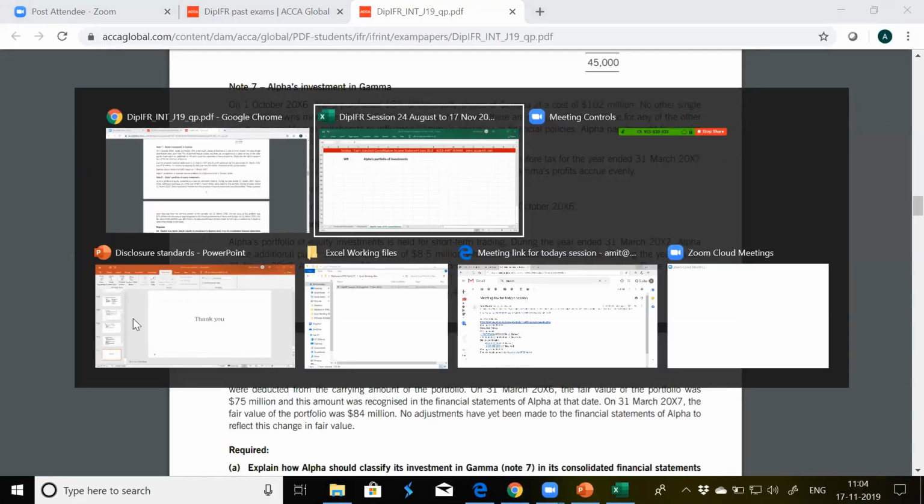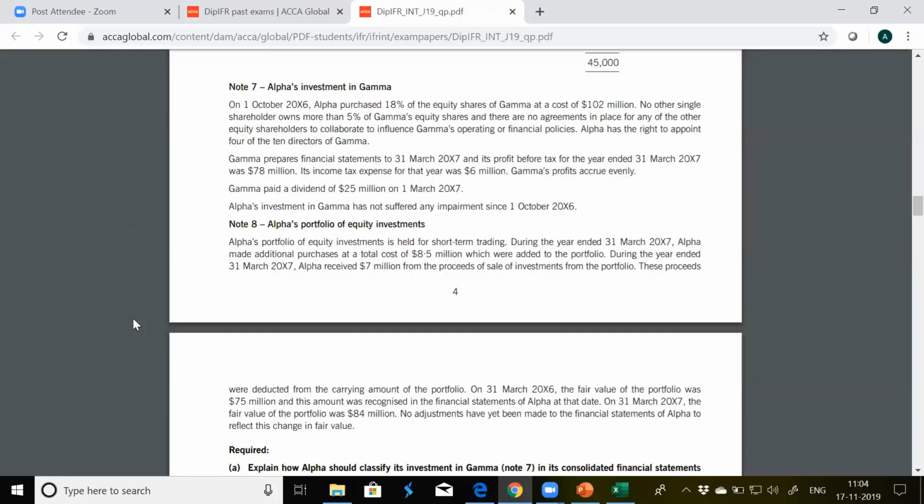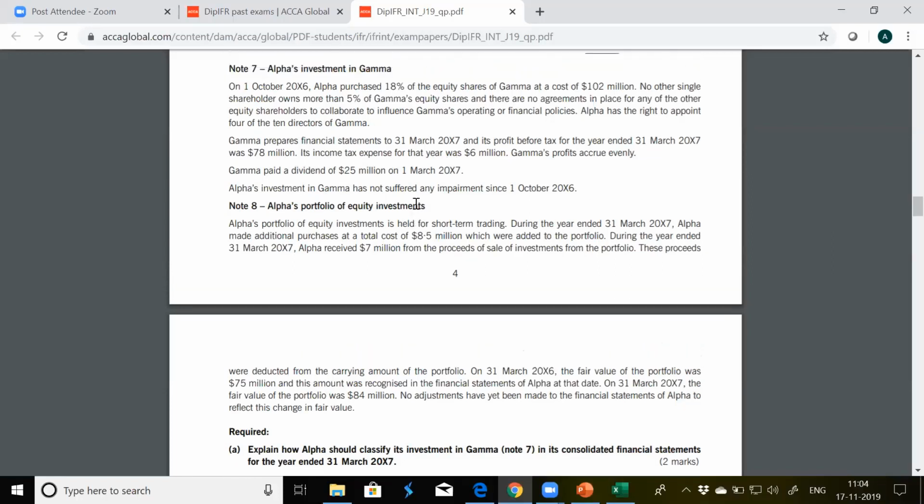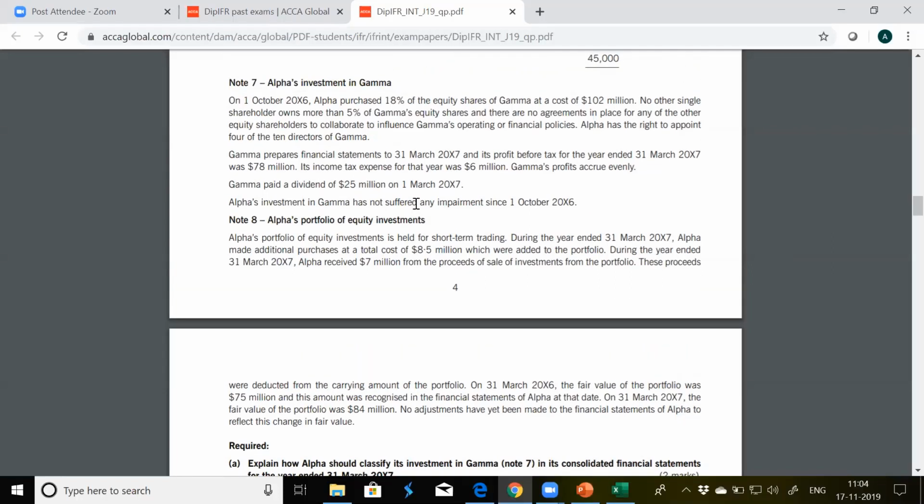Let's read it. Alpha's portfolio of equity investments is held for short-term trading. That means it should be measured at fair value through P&L. Short-term trading is for fair value through P&L. During the year ending 31st March 2007, Alpha made additional purchases at a total cost of 8.5 million, which were added to the portfolio. During the year ended 31st March 2007, Alpha received 7 million from the proceeds of sale of investments from the portfolio.